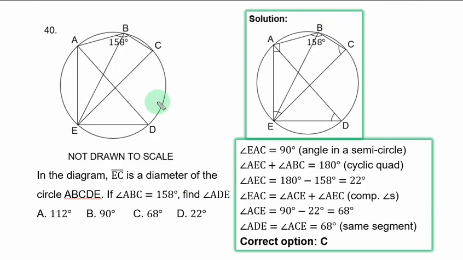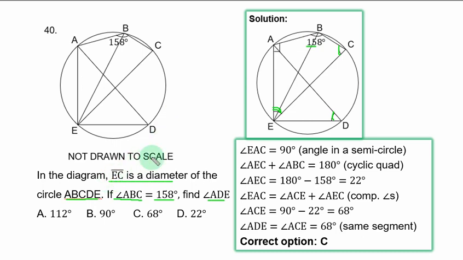Question 40. In the diagram, EC is a diameter of the circle ABCDE. If angle ABC is 158 degrees, find angle ADE. So you have to find this angle ADE. This angle is equal to this angle, angles in the same segment. Before then, let's try and get this angle by considering ABCE. You have a cyclic quadrilateral, and the opposite angles, this and 158, their sum is 180. That is one point to note.